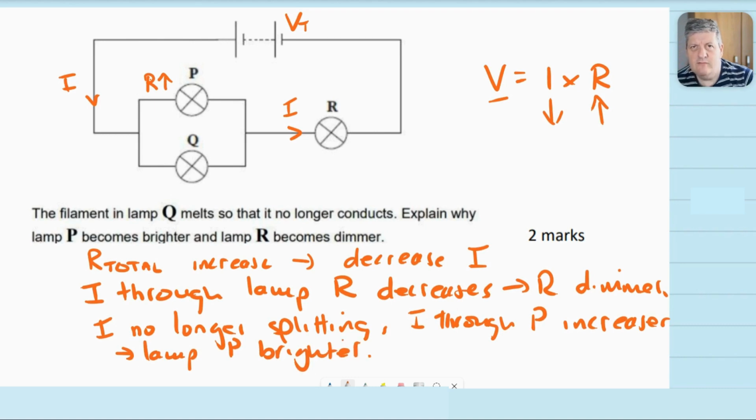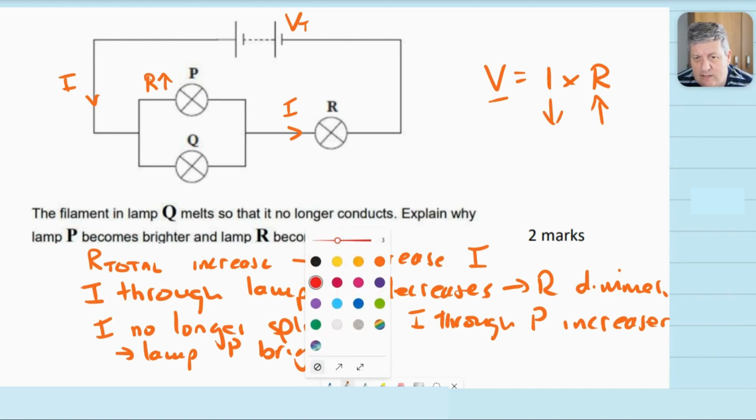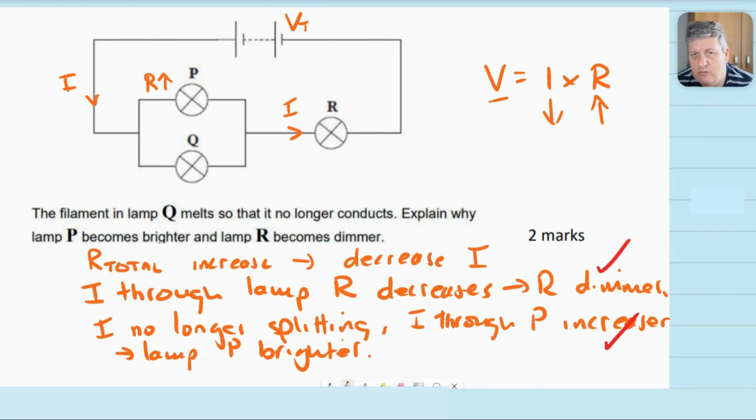So we've got 2 methods. The first method was the potential difference or potential divider method, and this method is the current method. Both are equally valid here, and both would get you the marks for this question.